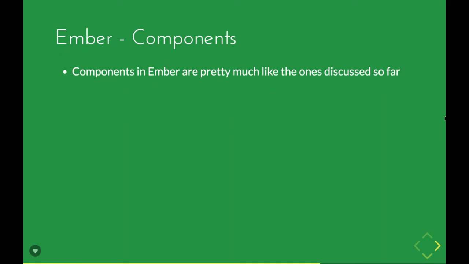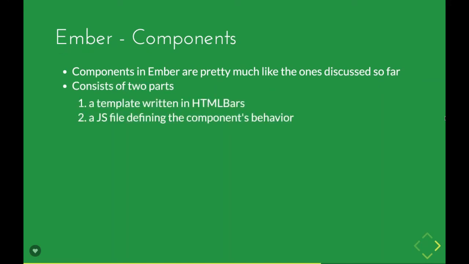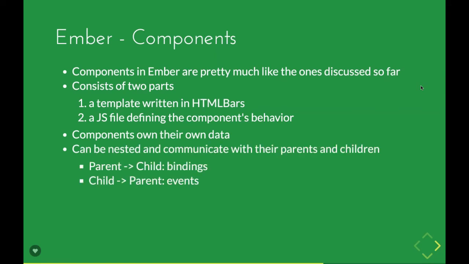Within components, the components in Ember are pretty much like the ones we discussed so far. They consist of two parts: a template written in HTMLBars, and a JavaScript file defining the component's behavior. Components own their own data, so they are in charge of everything that relates to them, and they can be nested and communicate with their parents and children. For example, from parent to child you have bindings, and from child to parent, events. Very similar to how Angular, React, and Vue do things.